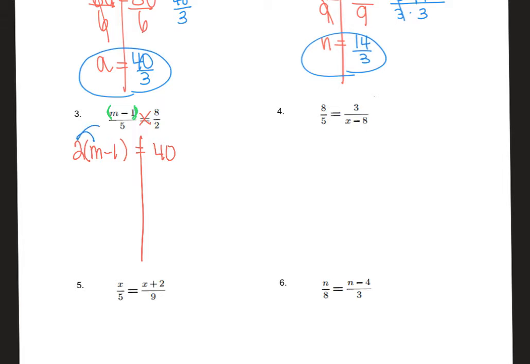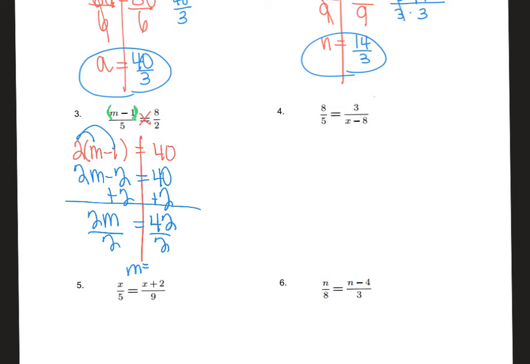Now that 2 gets distributed to the m and the negative 1, so we get 2m minus 2 equals 40. Add 2 to both sides. I get 2m equals 42. Divide both sides by 2, and I get m equals 21. So again, giving it another try, I package the binomial x minus 8. Then I cross multiply and I get 8 times x minus 8 in parentheses equals 15.